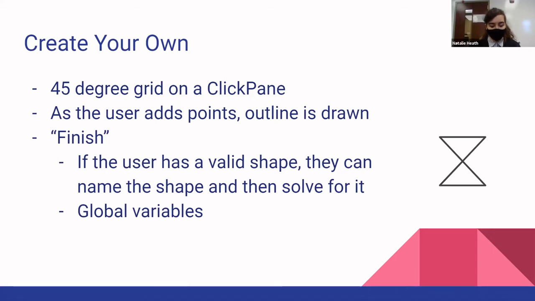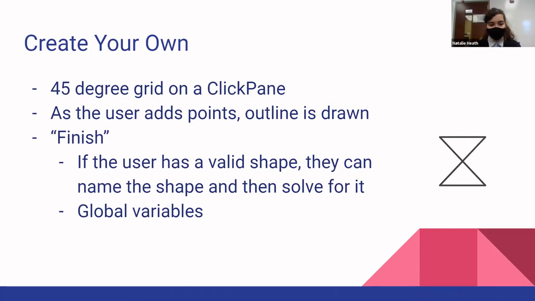And for the finish button, the invalid designs that Natalie showed us were ones with angles that were not all multiples of 45 degrees, as well as complex shapes, an example of which is on the right. And complex shapes are simply shapes whose lines intersect each other. If the user tries to click finish with an invalid design, they'll be prompted to keep working. But if the user does have a valid shape, they can name their puzzle and then solve it.